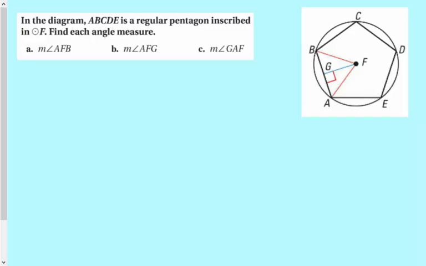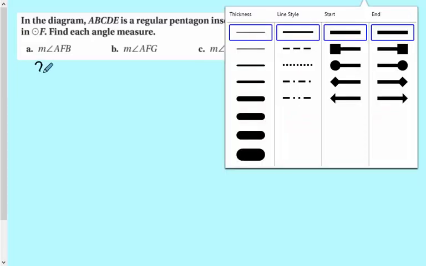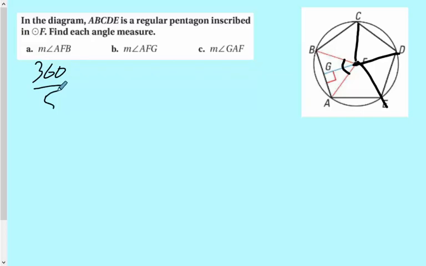So it says in the diagram of a regular pentagon, find each angle measure A, F, B. So they want this one first right here. Well, if I split this up here, there's 1, 2, 3, 4, 5 central angles. So we can do 360 divided by 5. So that's 72. And then they want AFG next.